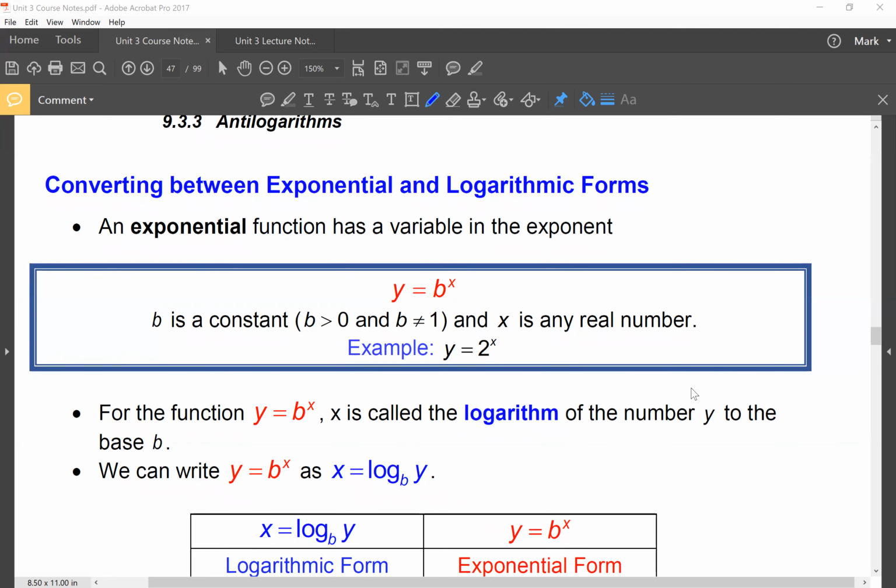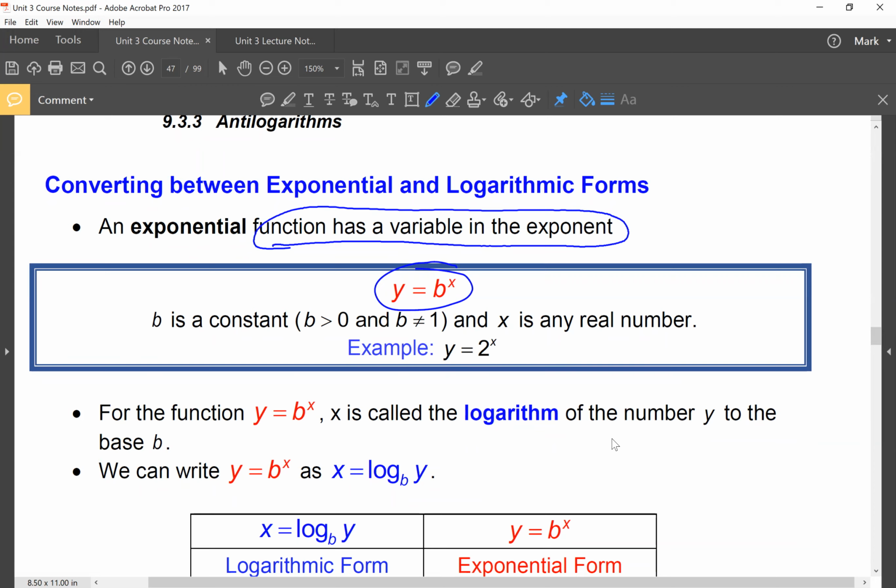So what's an exponent first? Well, we already talked about exponents a long time ago. An exponent would be like y equals something to the power of something. So an exponential function is something that has a variable in the exponent. And that's not really what we're talking about here today.